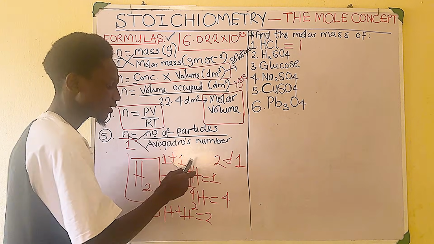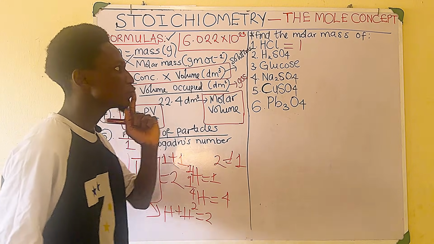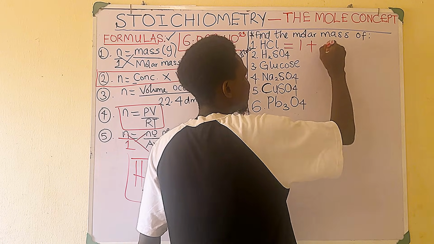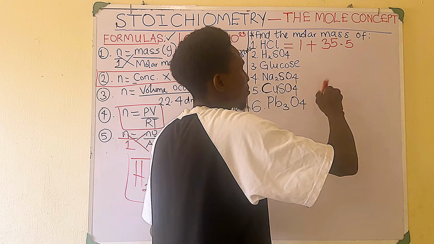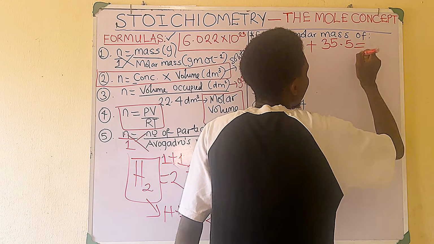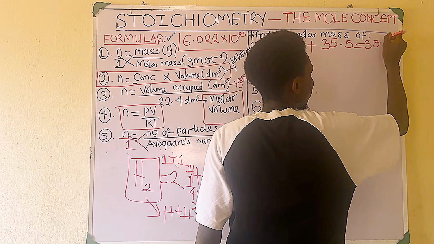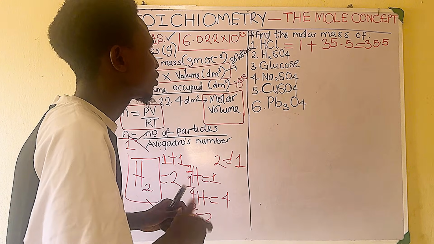And its relative atomic mass is also 1. Please take note. So here we have 1. So 1 plus, I stated previously that chlorine is 35.5. So it means that the molar mass of HCl is 36.5. Now, for H2SO4, same thing applies.